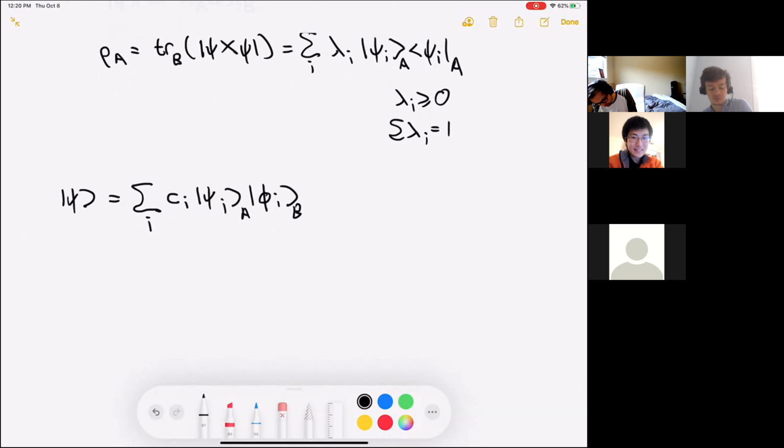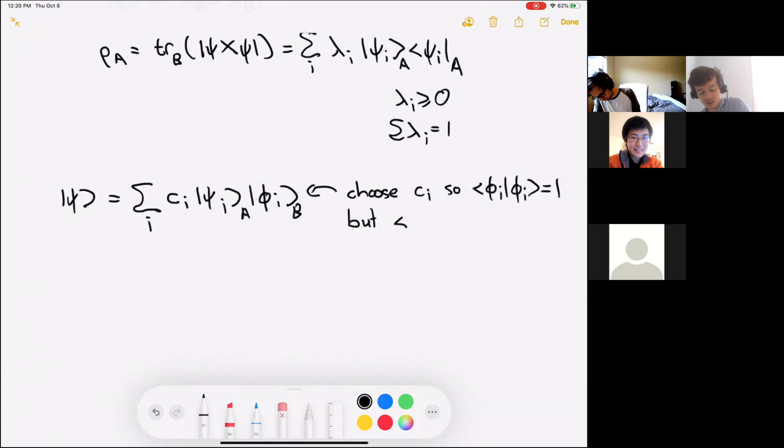But at the moment, these are normalized because we can choose c_i so that the states phi_i are normalized. But for some general basis for A, there's no guarantee that these different states phi_i are orthogonal, that is, that the inner product of phi_i with phi_j is equal to 0.